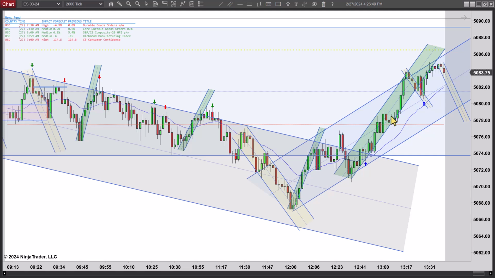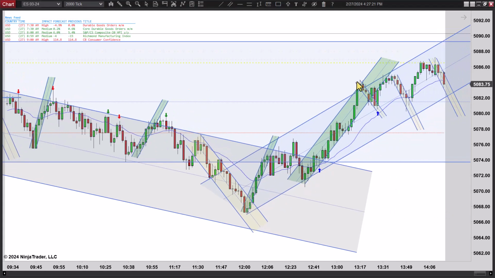It takes it a minute, but this ends up taking off. If your chart looks like mine and you entered there, you should have been able to get a runner on this. And this is where you look for runners on a range day on these breakouts like this. And this thing just takes off. And so you would have had an easy runner on that.